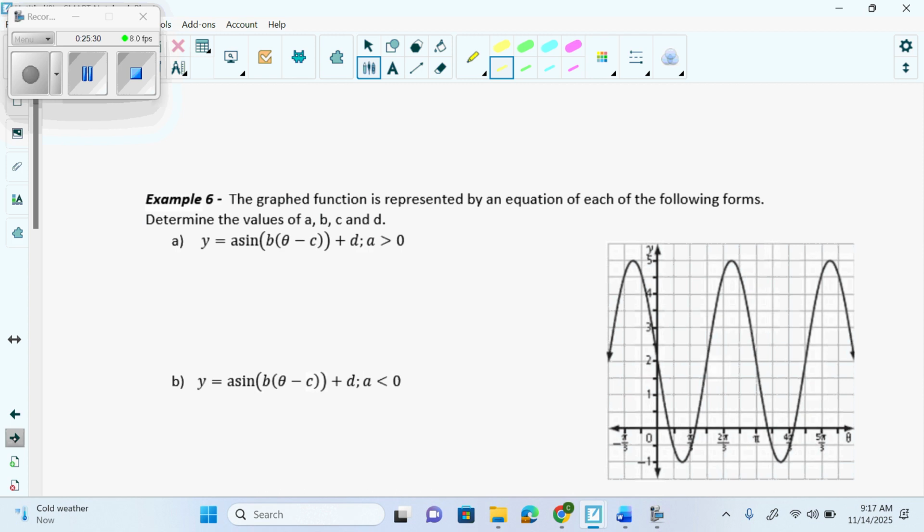So our D, our midline, is y equals 5 plus negative 1 divided by 2, which is 4 divided by 2. So it's y equals 2. And we know we're right because it's 3 up and 3 down and our amplitude is 3.